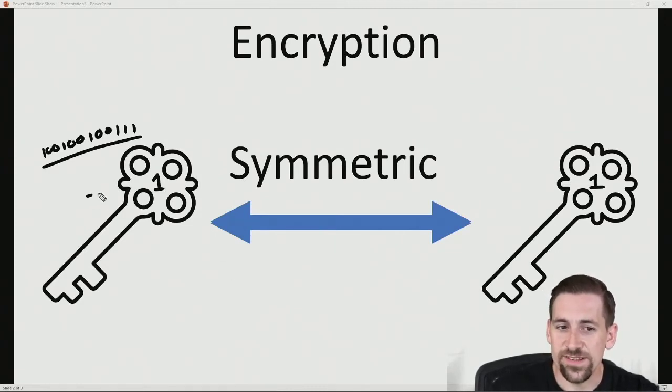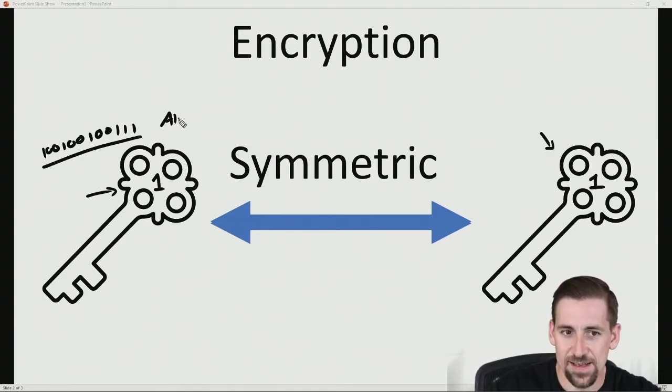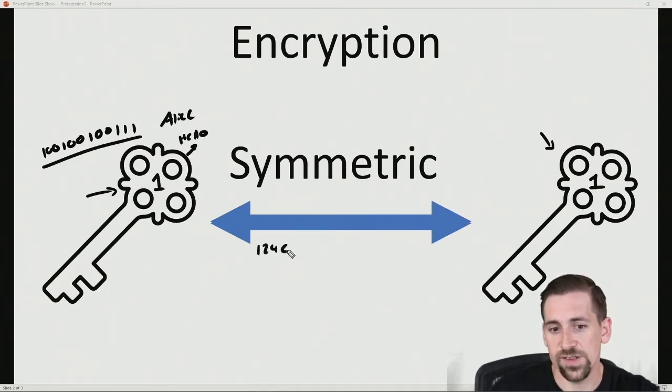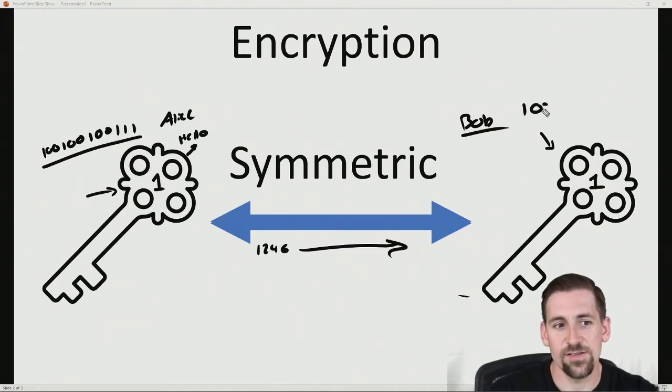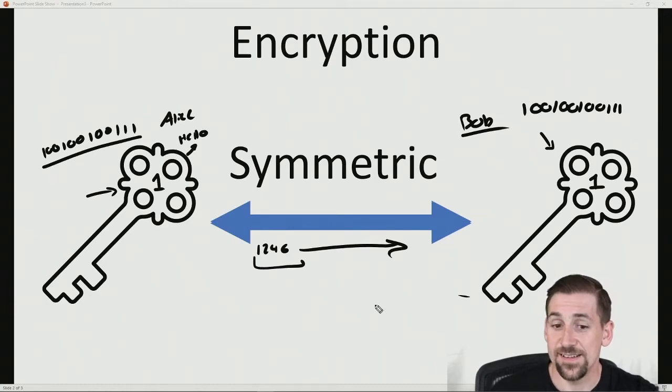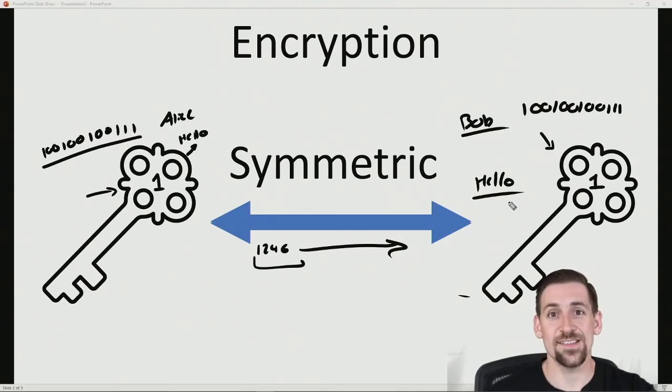In this case, we use the same key to both encrypt and decrypt. So Alice takes her message, hello, utilizes this key and the cipher to generate some ciphertext, 1246, sends this to Bob. Bob uses this key, 100100100100111, uses this key and the cipher that they agreed upon and transforms this ciphertext into clear text. And Bob gets the message. He says, oh, Alice says hello.